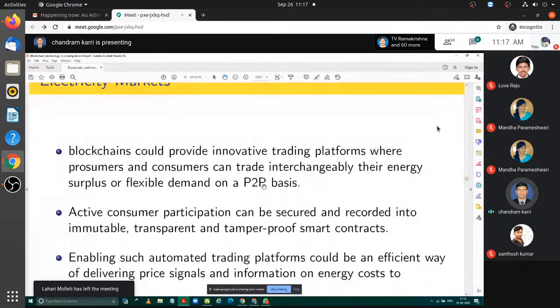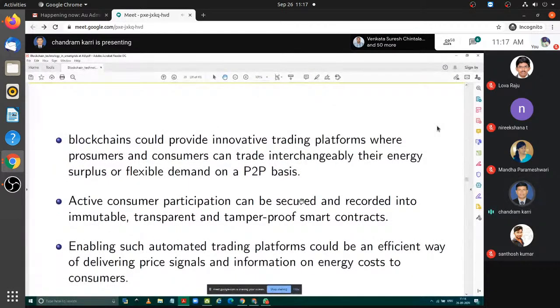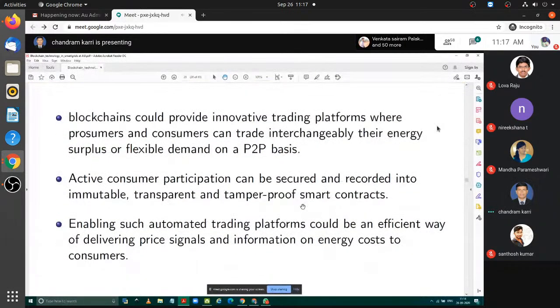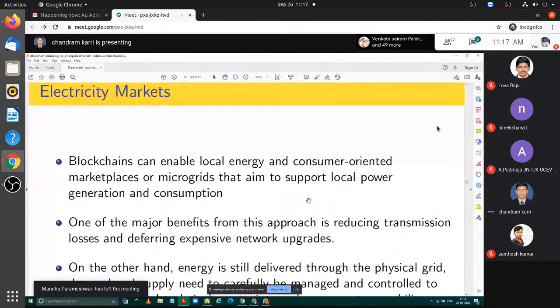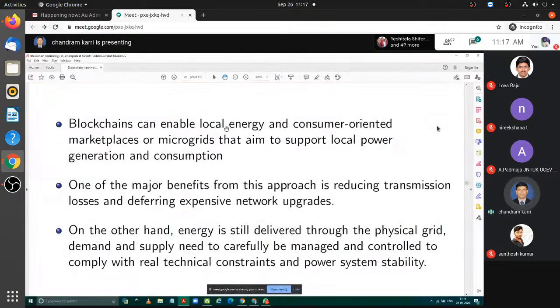So definitely this blockchain technology will be helpful in monitoring the entire power market smoothly. It works peer to peer, that means a person to another person transaction without any other platforms. So definitely this blockchain can enable local energy and consumer oriented marketplaces.